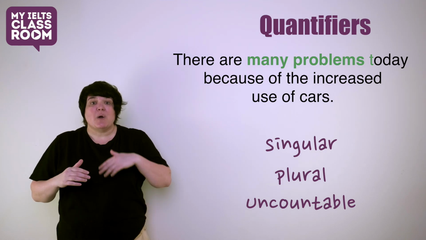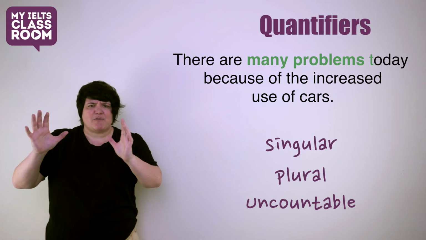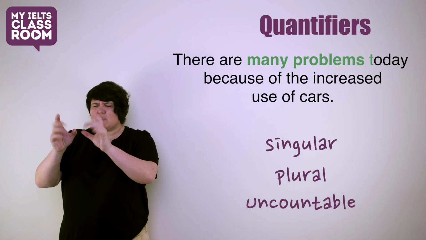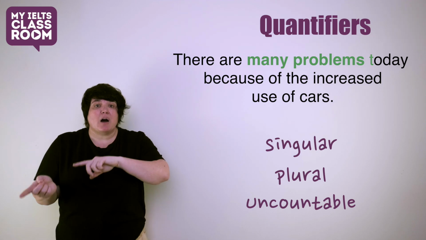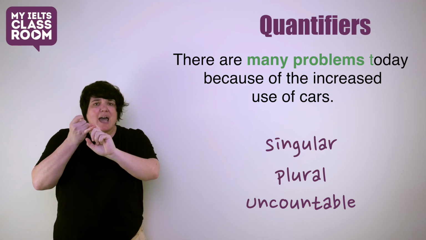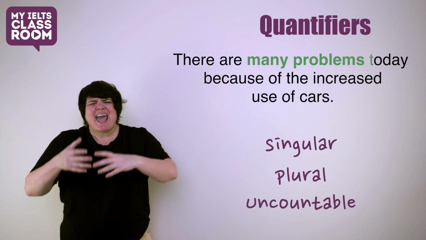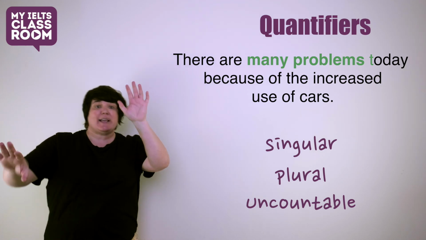I'm going to show you a number of different quantifiers. I'll put them up on the screen for 5 seconds. What I want you to do is look at the quantifier and think, what type of noun should come after this word? Is it a plural noun? Is it a singular noun? Is it an uncountable noun? And could it be more than one? Because some of our quantifiers are flexible.